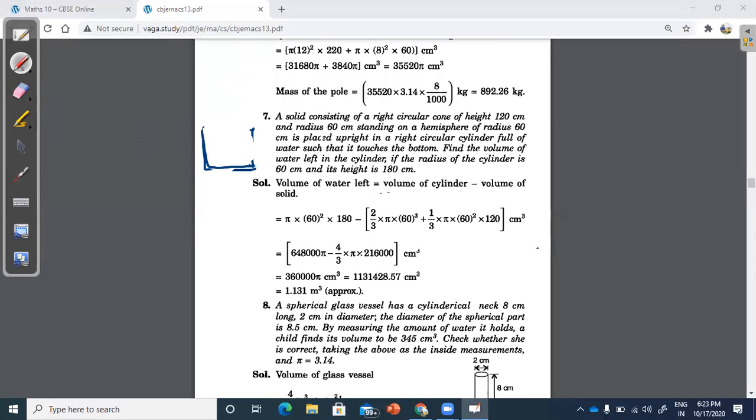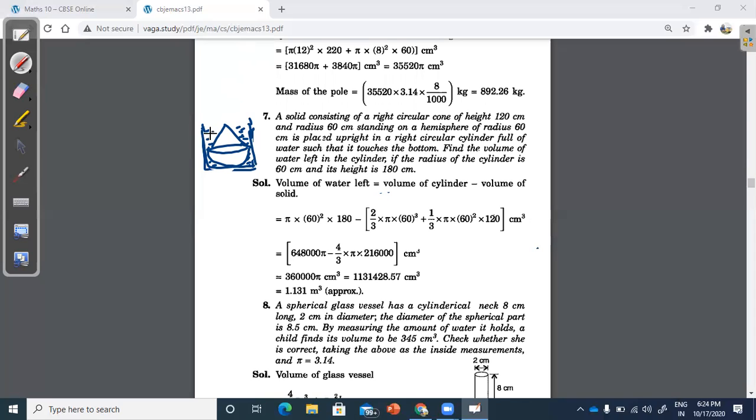So this is our cylinder. So inside, it consists of a cone standing on a hemisphere. So this is the hemisphere and this is the cone. So what is going to happen? Water is only going to be on the remaining empty spaces. The water is going to occupy only the remaining empty portions. So question is, find the volume of the water left in the cylinder.